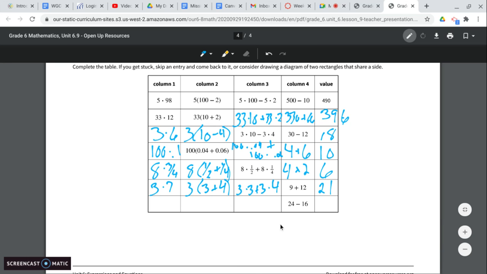All right, the last one, we have 24 minus 16, which is 8. So what do 24 and 16 have in common? What are they both divisible by? They are both divisible by 8. So 8 times 3 gives us 24, minus 8 times 2 gives us 16. So we have 8 times (3 minus 2), which is 8 times 1.